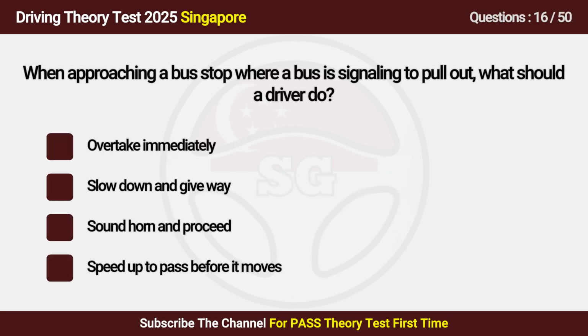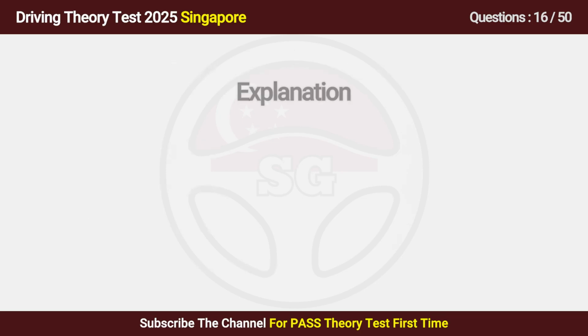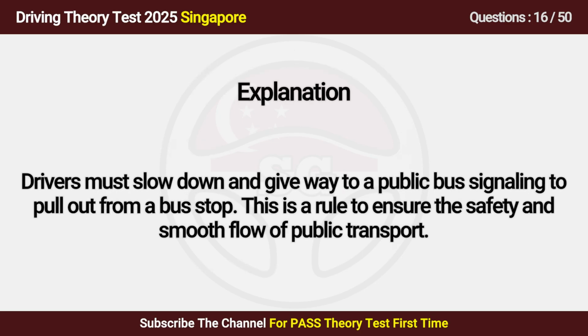Question 16. When approaching a bus stop where a bus is signaling to pull out, what should a driver do? A. Overtake immediately. B. Slow down and give way. C. Sound horn and proceed. D. Speed up to pass before it moves. Answers is B. Slow down and give way. Drivers must slow down and give way to a public bus signaling to pull out from a bus stop. This is a rule to ensure the safety and smooth flow of public transport.